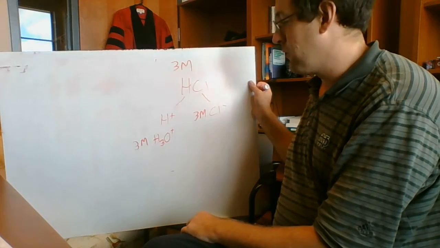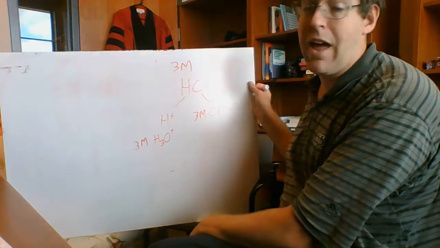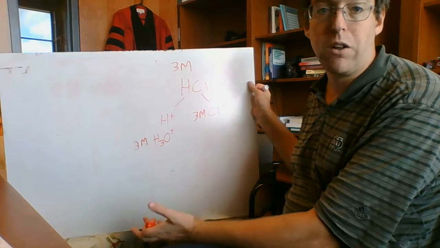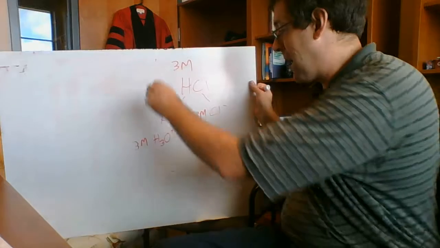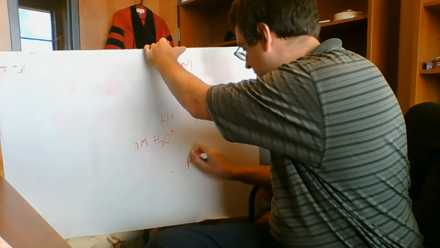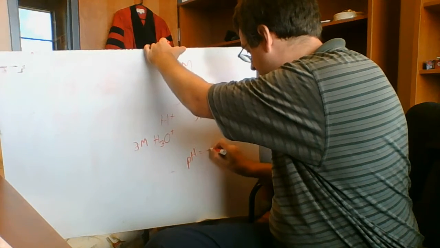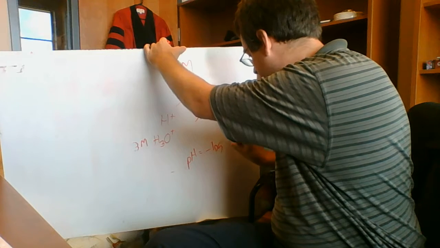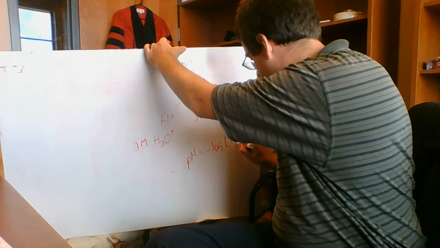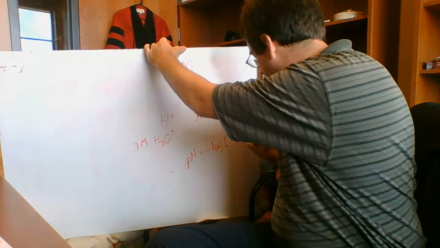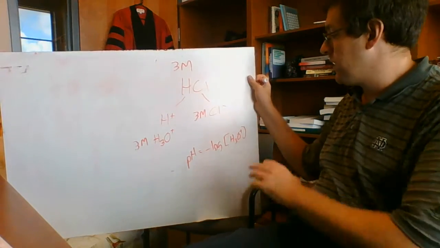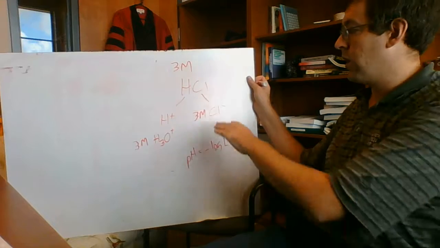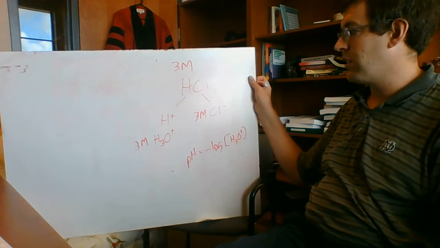If we know how much hydronium ion we have in solution, it's relatively easy to calculate pH, because pH by definition is the negative log of the hydronium ion concentration. So this works really well for strong acids.